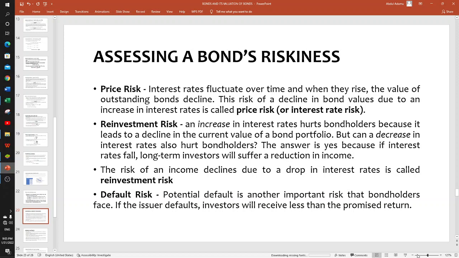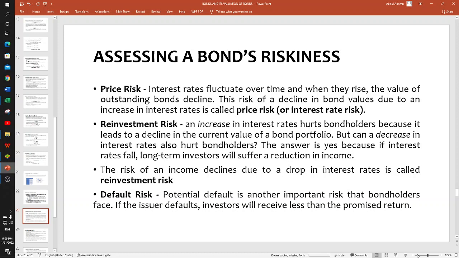Reinvestment risk. An increase in interest rate hurts the bondholder because it leads to a decline in the current value of the bond portfolio. But can a decrease in interest rate also hurt the bondholder? The answer is still yes, because if interest rates fall, a long-term investor will suffer a reduction in income. The risk of an income decline due to a drop in interest rate is what we call reinvestment risk.